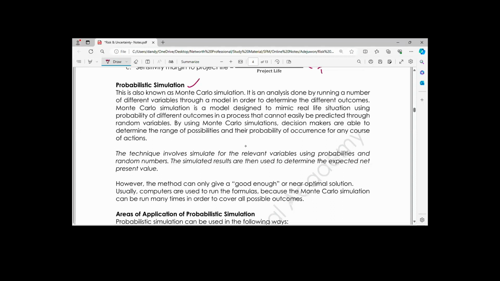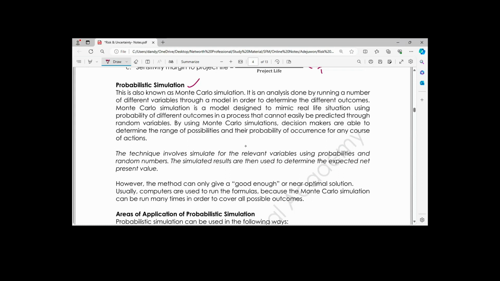So we are going to simulate for revenue separately. You also simulate for running costs separately. Then you now use your simulated result to go and compute NPV. The result is called expected NPV using simulation.